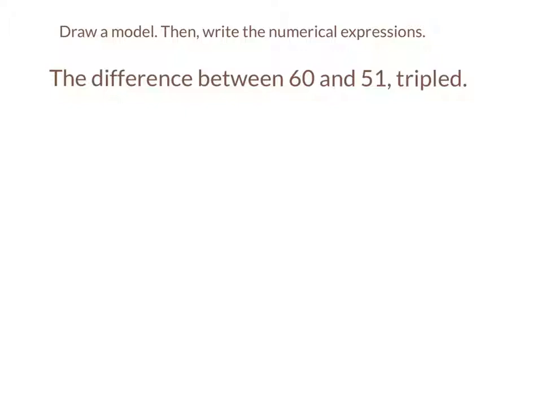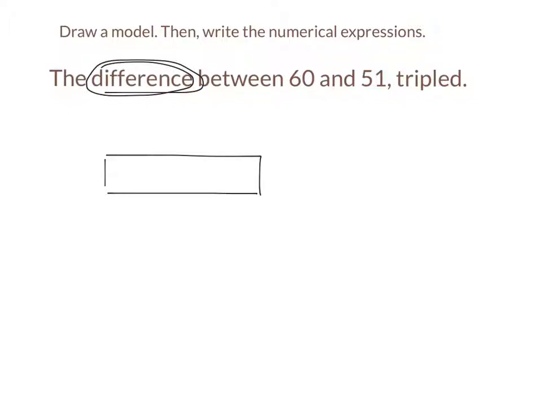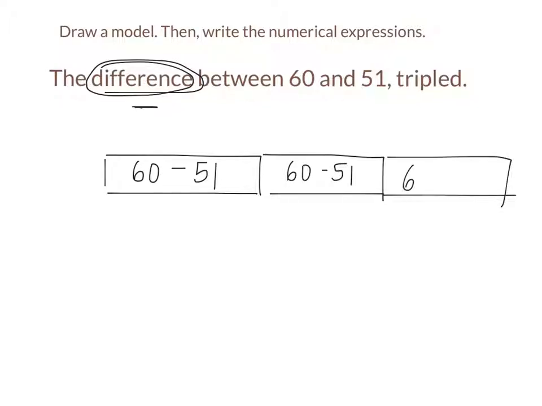Let's start this time by drawing a model. So if I have the difference between 60 and 51, I can show that, right? The difference means what mathematical operation? Subtraction. So over here I have 60 minus 51, right? And if I'm tripling it, how many of those bars do I need to have? 3. So I do another one here, and label it 60 minus 51. And then the third one here, which is 60 minus 51. Do you see how this model right here shows the difference of 60 and 51 tripled?